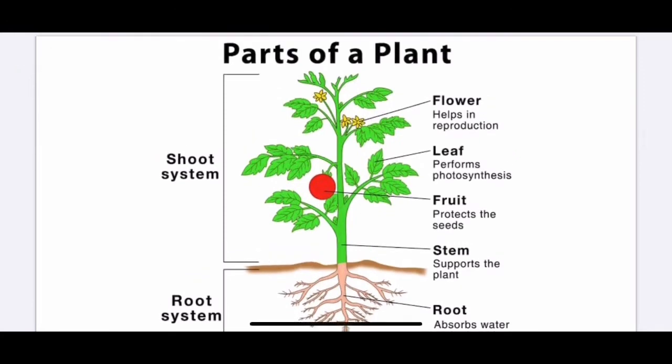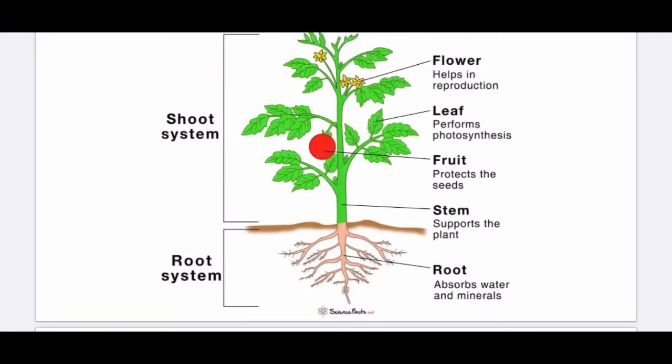The body of the plant is divided into two systems, the shoot system and the root system. The part of the plant above the ground is called the shoot system, and the part of the plant below the ground is called the root system. The stem is the main part of the shoot system. The stem bears fruits, flowers, leaves, and branches.